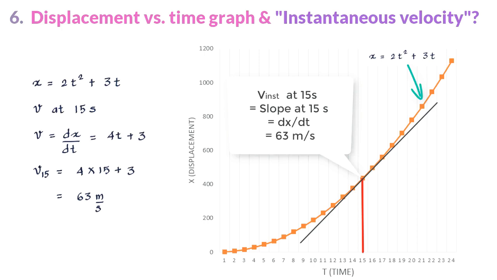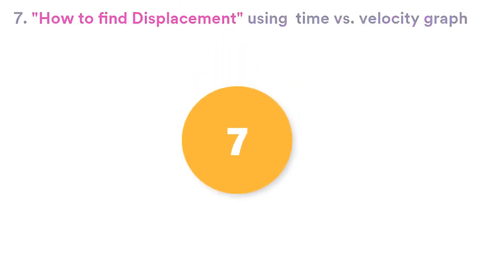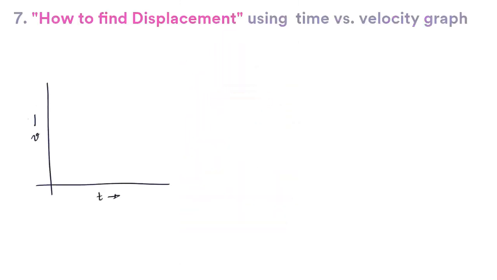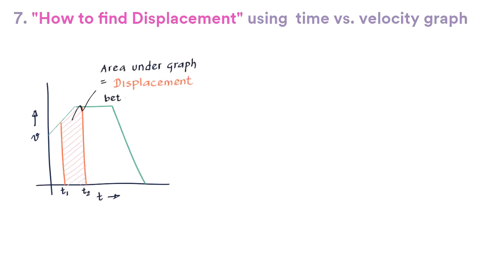So the next one up is how to find displacement using time versus velocity graph. Well, if you're given a velocity time graph, then area under the curve between any two times is the displacement of the particle in that time interval. And a positive area always indicates displacement in the plus x direction, and a negative area value indicates displacement of particle in negative x direction.